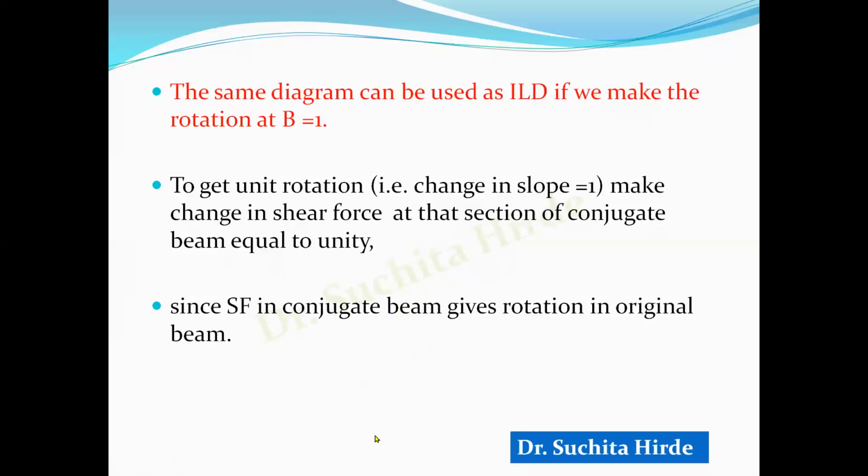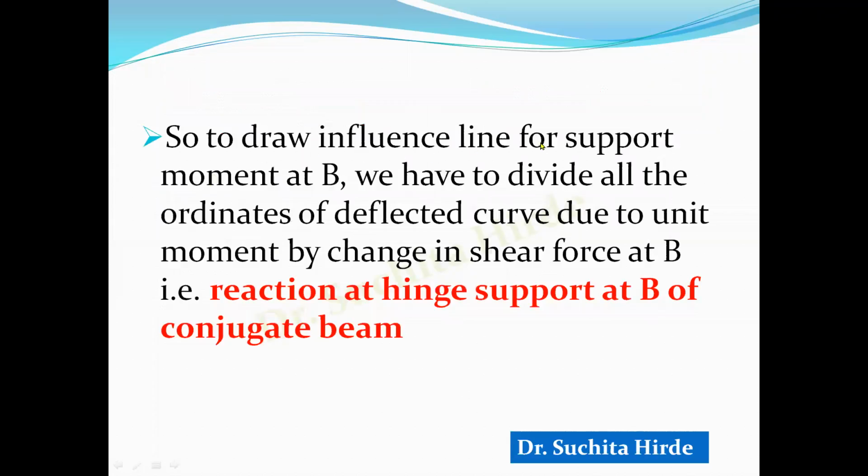First of all, we will start with a basic thing: how to convert the original beam into a conjugate beam. To draw the influence line diagram for support moment at B, we have to divide all the ordinates of the deflected curve due to unit moment by the change in shear force at B. Please remember this, because change in shear force is equal to rotation in the original beam. That is the reaction at the hinge support at B of the conjugate beam. We will understand this while solving the problem.